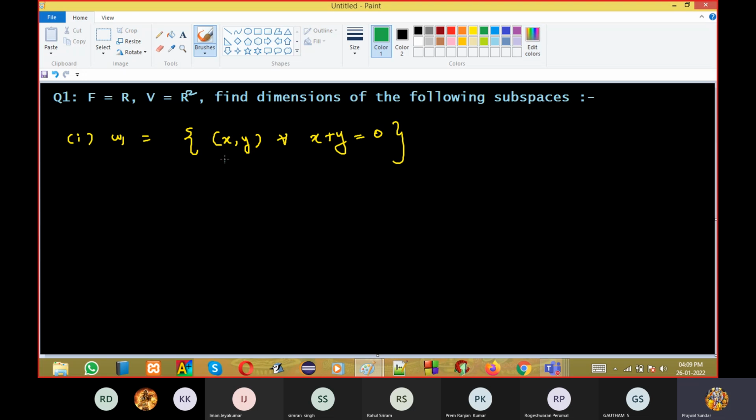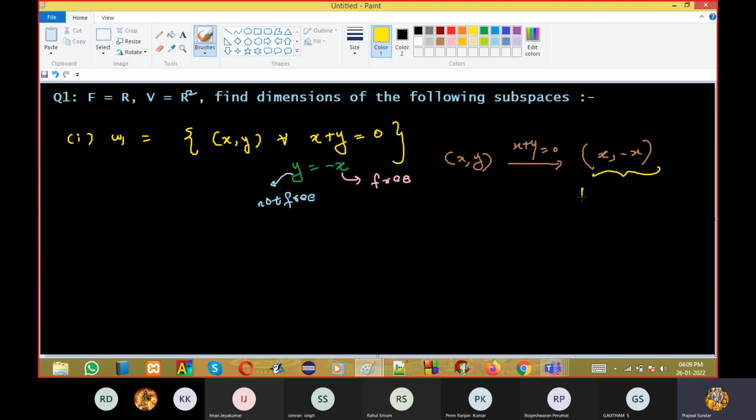Suppose I write this equation as y equal to minus x. Now imagine I am keeping x free. If I'm keeping this free, then y is not free. It has to depend on whatever value x gets. I can write x comma y, apply the condition x plus y equal to 0, and rewrite it as x comma minus x. Now if you observe carefully, how many free variables are there? Only one. So I can say the dimension of W1 will be 1. Simple, right? Try to visualize what this means.